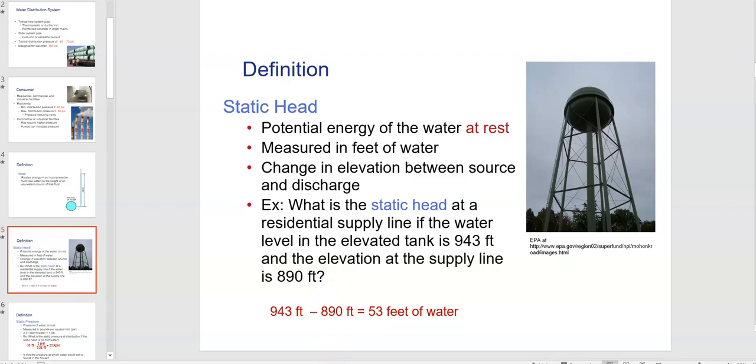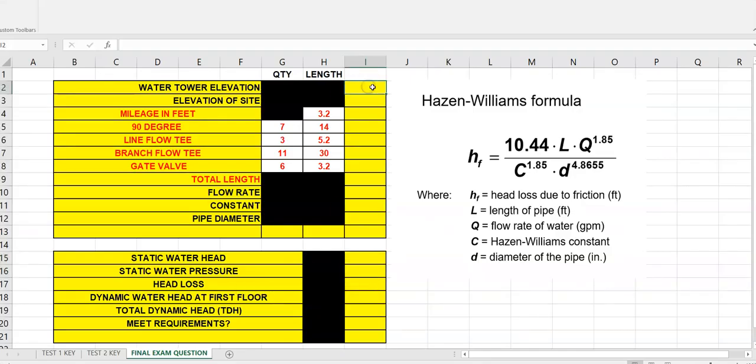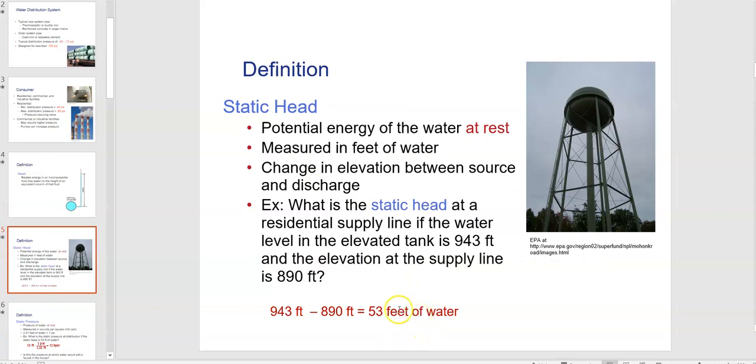So we're going to go to our spreadsheet and we're going to put in 943 for the water tower, and we're going to put in 890 for the elevation of the site. Now for static water head, down here at the bottom is where we're going to do a lot of our math, the numbers we're going to need for some larger calculations later. So next to static water head, we're just going to type equals, and tap on 943. We're going to go to minus, and tap on 890. And we hit enter, and we're at 53 feet of water. Same thing you see right here.